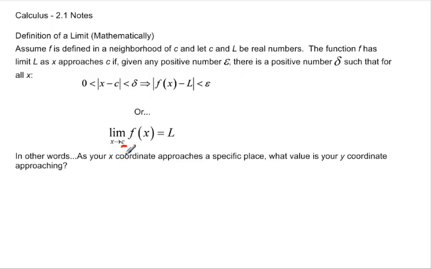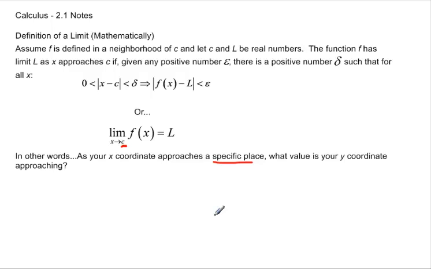Basically what we're talking about here is as you approach a specific number x on your function, as this x value approaches a specific number, where in the world are the y values approaching on your function? As your x coordinate approaches a specific place, what value is your y coordinate approaching? And it's really easy to find that out. You can type a function into your calculator. You can go to that specific value of x that you're interested in and find a matching y value.